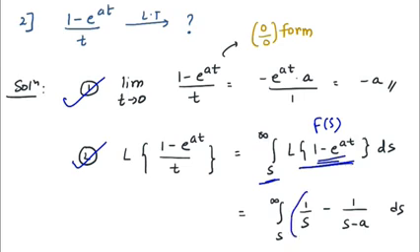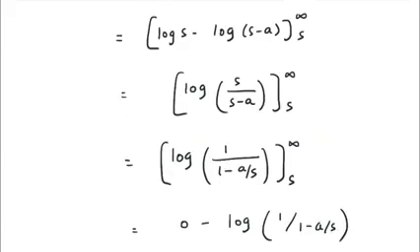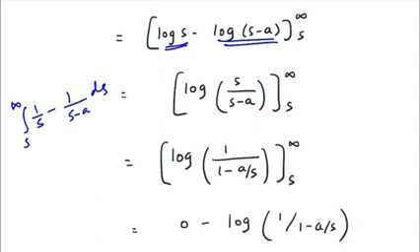So Laplace of 1 is 1 over s, and Laplace of e raised to plus at is 1 upon s minus a. So the previous step was integral s to infinity 1 over s minus 1 over s minus a. Now you have to integrate with respect to ds. So integral 1 over s is log s, and integral 1 over s minus a is log of s minus a. Now because it is a definite integral, you have to substitute the upper and the lower limit.